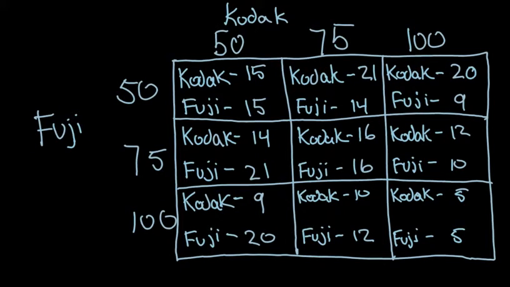In this example, we will look at a game matrix between two companies, Kodak and Fuji. What we will be looking at are the profits each company will achieve depending on how many rolls of film they decide to produce compared to their competitor. These profits will be located in the cells of the matrix.